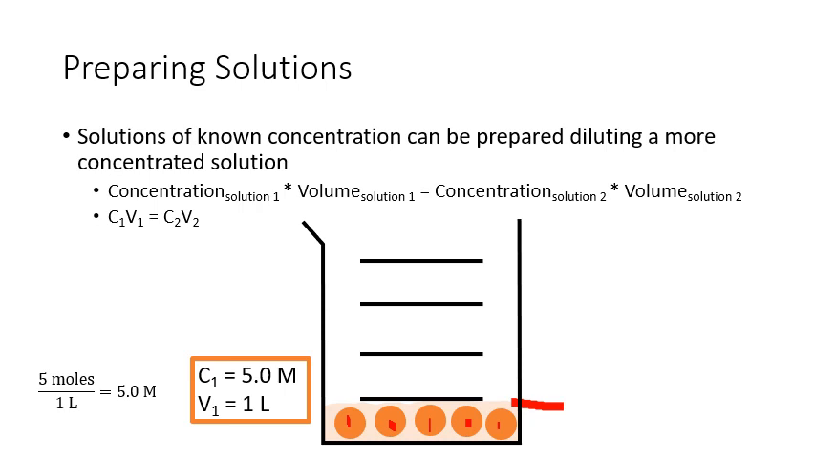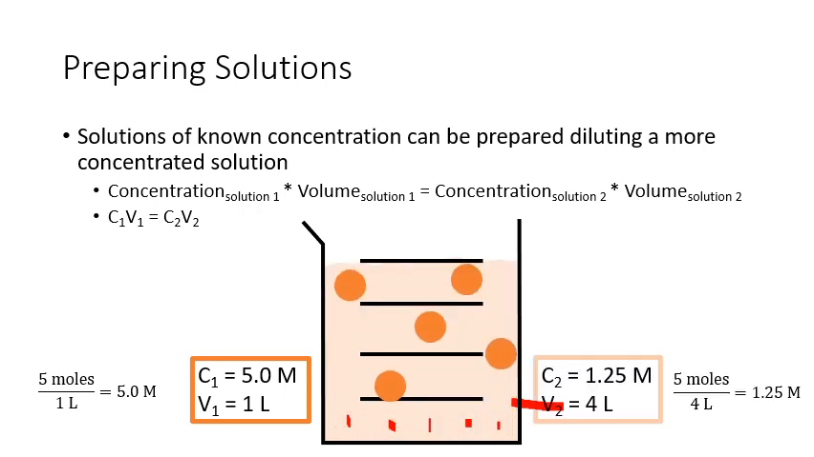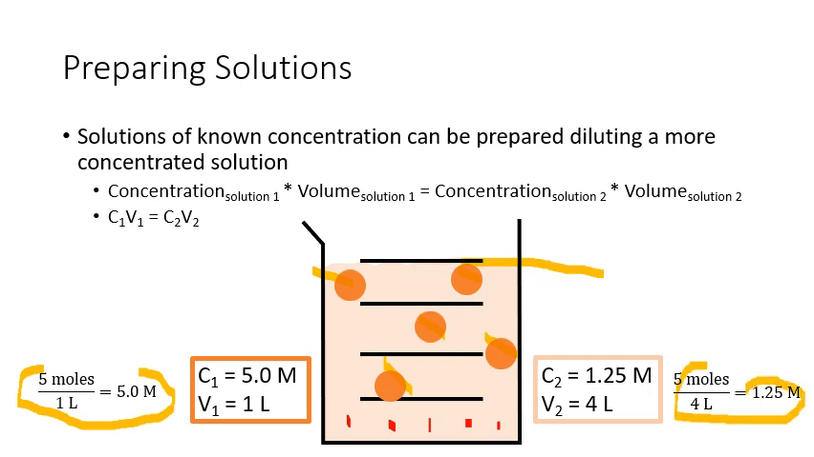But if we were to add more water or more solvent to this solution, those 5 moles would still be there. But now the 5 moles are in a much lower concentrated solution, because they now occupy a volume of 4 liters. Those same 5 moles now occupy a volume of 4 liters. So we go from 5 moles per liter, a 5 molar solution, to 5 moles in a 4 liter solution, which means that our new concentration is only 1.25 molar.